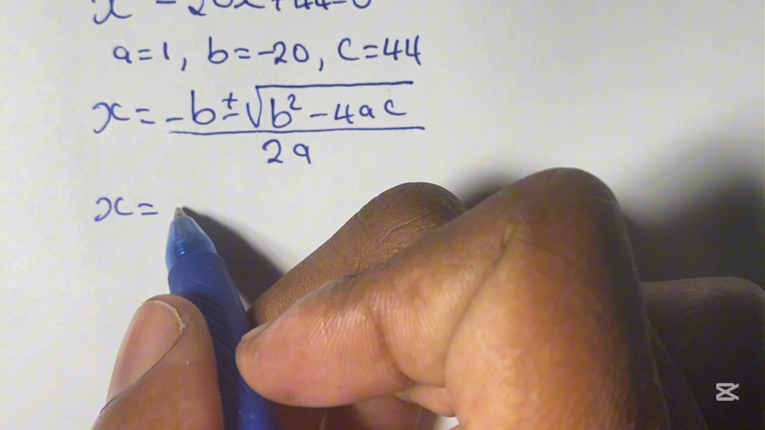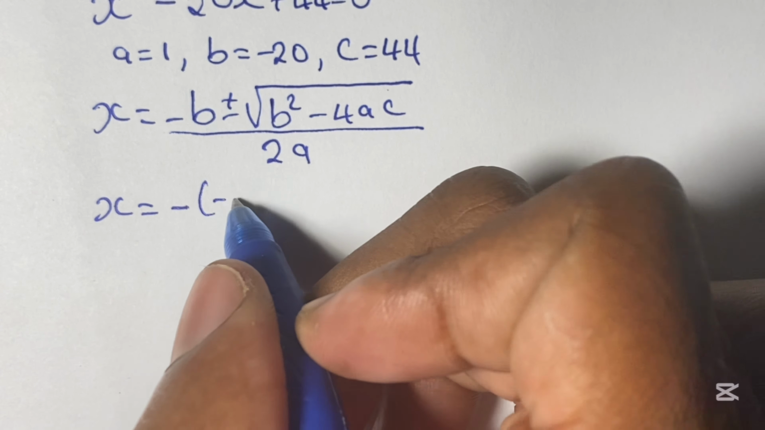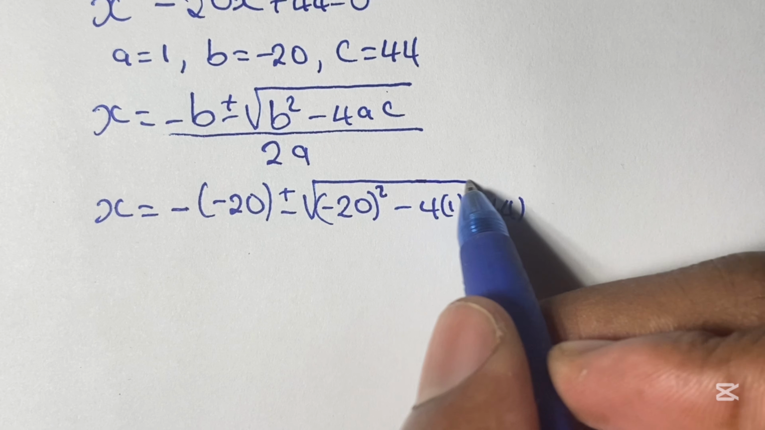Now in solving for x, we plug in the values of a, b, and c respectively into our general equation. So we have x is equal to minus negative 20 plus or minus the square root of negative 20 squared minus 4 times 1 times c, which is 44, so 4 times 1 times 44, all over 2 times 1.